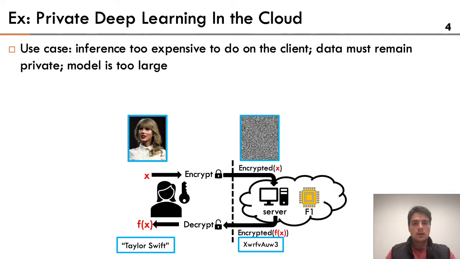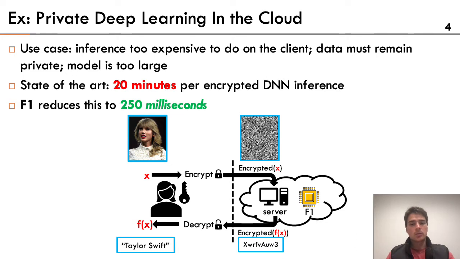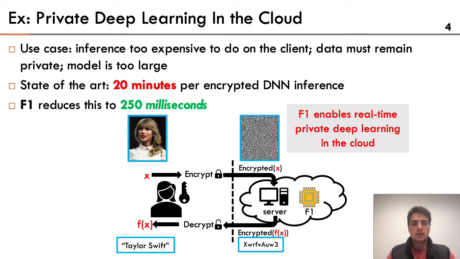An example use case for FHE is running a DNN inference where the computation is too expensive for the client, but the data on the client must also remain private. The illustration shows how a DNN inference that recognizes faces can be safely offloaded to a remote server via FHE. Current state-of-the-art approaches need 20 minutes to perform a single DNN inference using FHE. Our accelerator pushes this down to 250 milliseconds, a speedup of over 5,000x. This means F1 is the first to enable real-time private deep learning in the cloud using FHE.